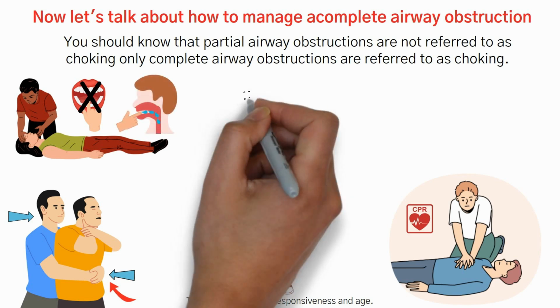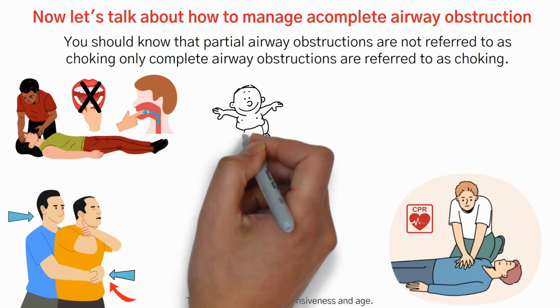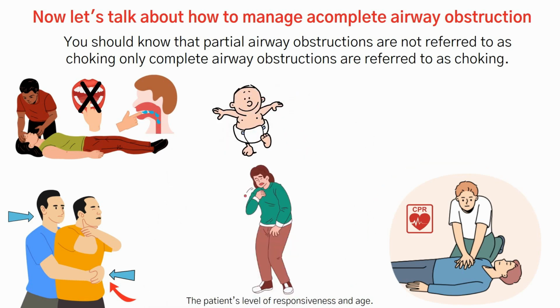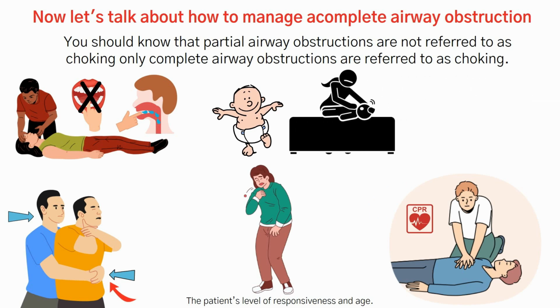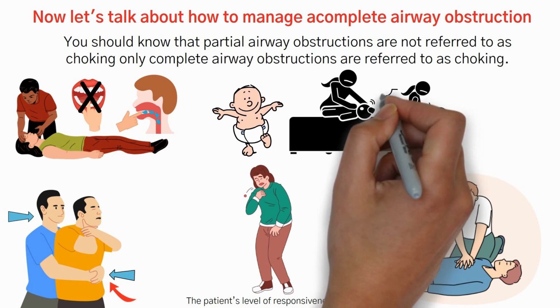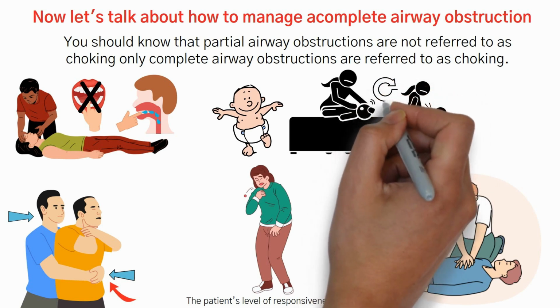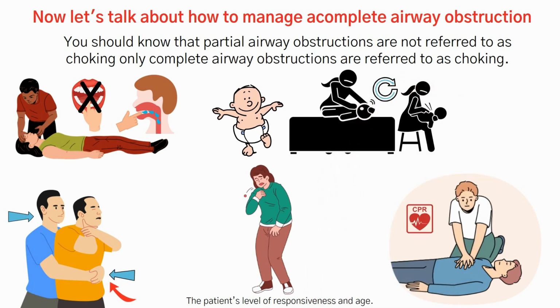Now let's talk about infants. For a responsive infant or a patient under the age of 1, administer back blows by striking between the shoulder blades, followed by chest thrusts using 2 fingers at the center of the chest. You should perform 5 chest thrusts, then rotate the patient over and perform the 5 back slaps. You will repeat this process until the obstruction is relieved or the infant becomes unresponsive. Again, if the infant becomes unresponsive, begin CPR immediately without doing a pulse check.